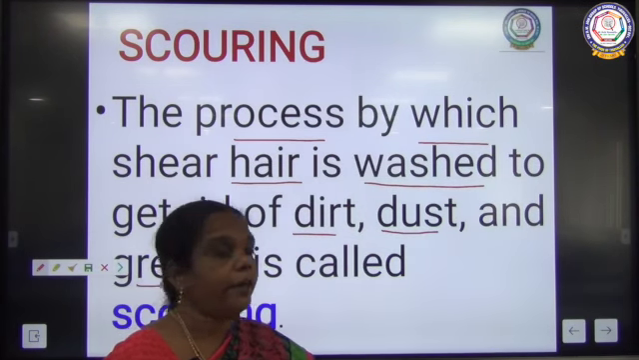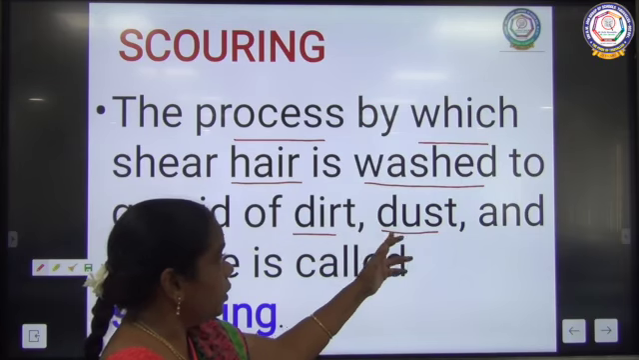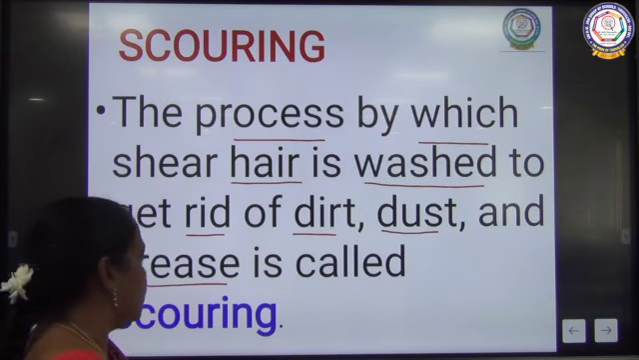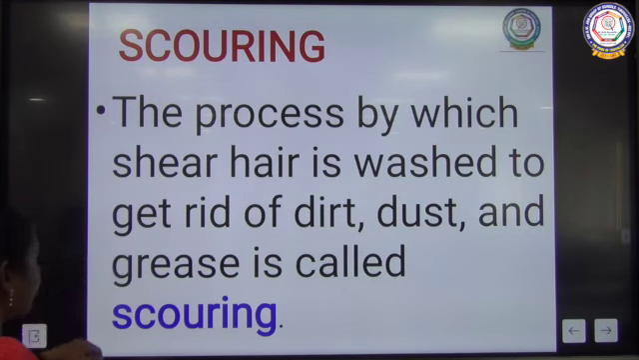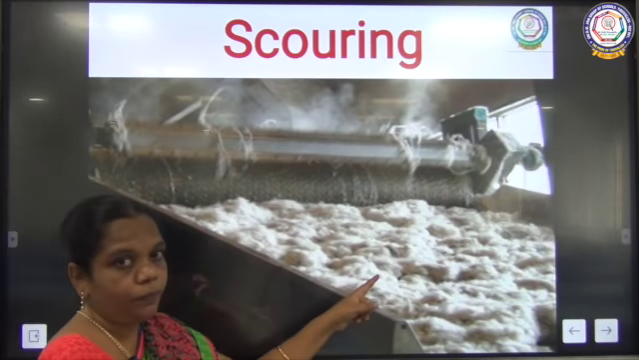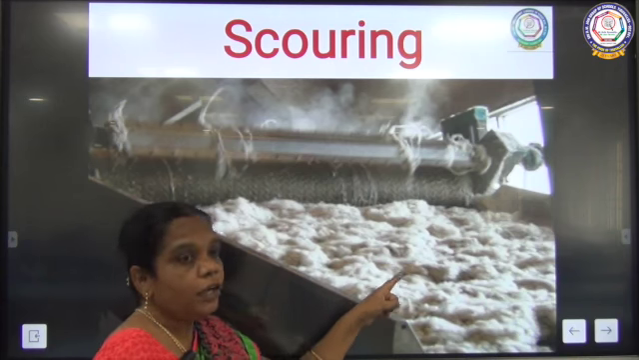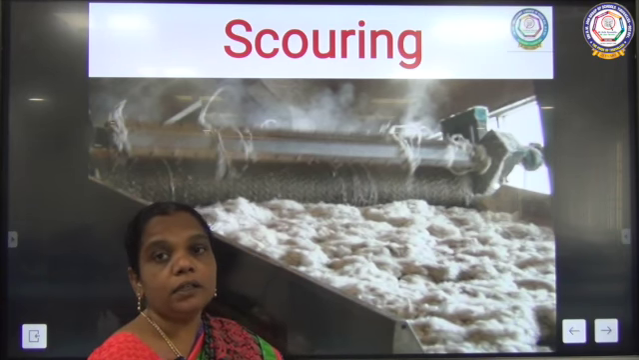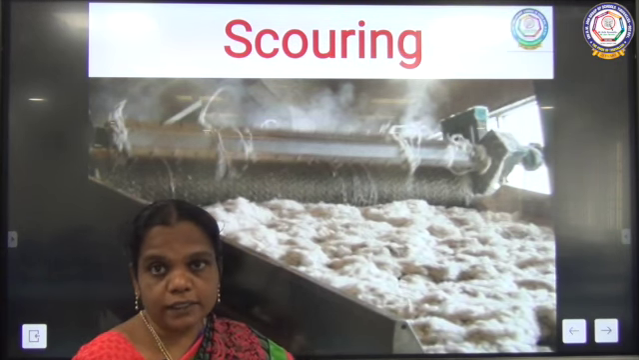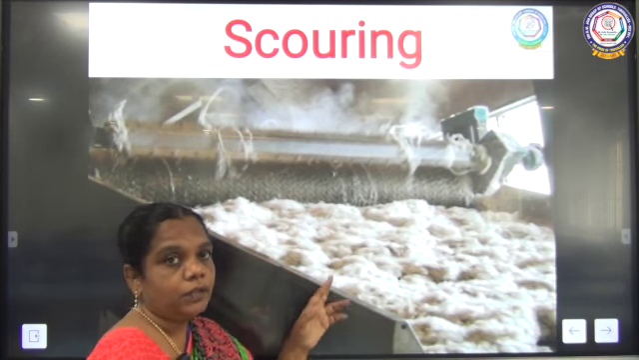What are we going to get rid of? Hair, dust, dirt and the grease. So now see how they are going to get rid of this grease by washing the fleece. By washing in a large container, they are removing the dirt as well as dust and the grease from the fur. And next one.